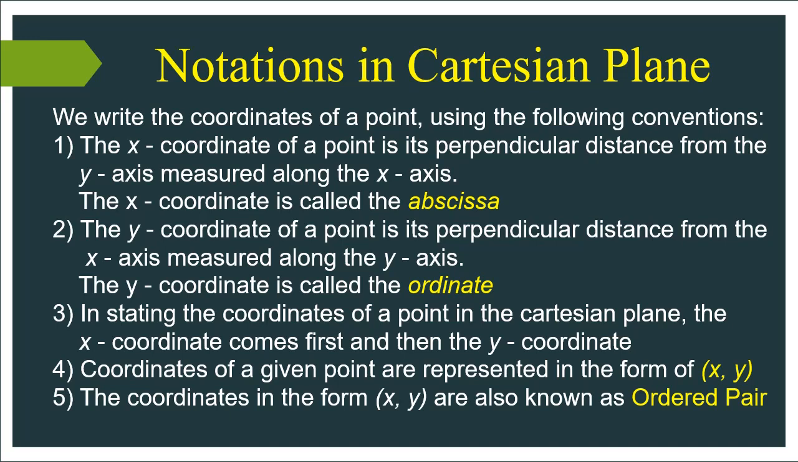Third point, in stating the coordinates of a point in the Cartesian plane, the x-coordinate comes first and then the y-coordinate. Fourth, coordinates of a given point are represented in the form of (x, y) enclosed between simple brackets. Fifth point, the coordinates in the form of (x, y) enclosed between simple brackets are also known as an ordered pair.